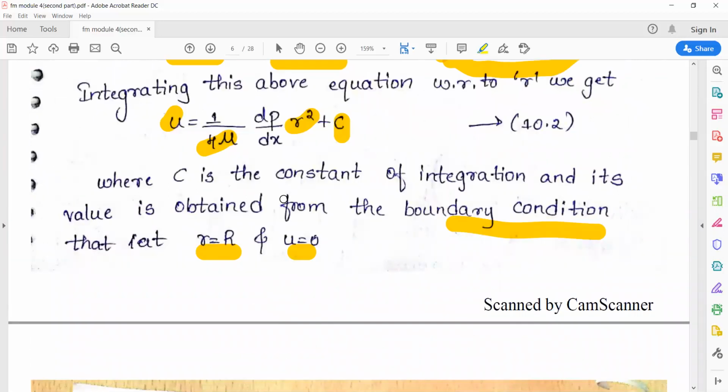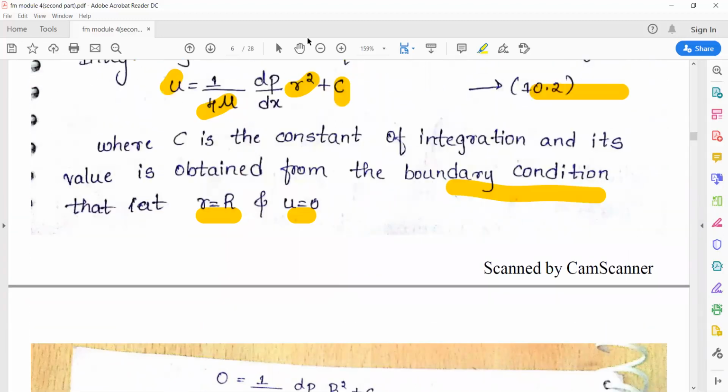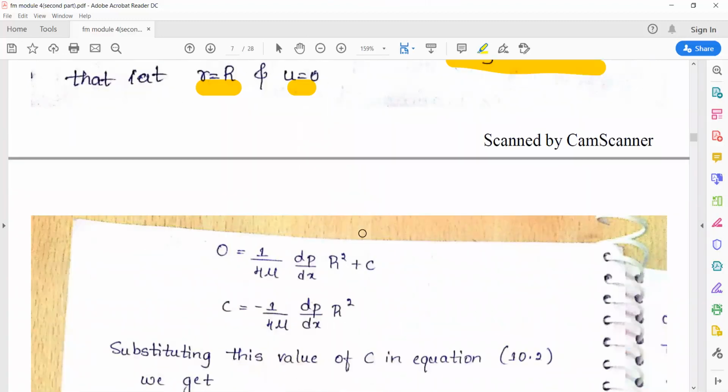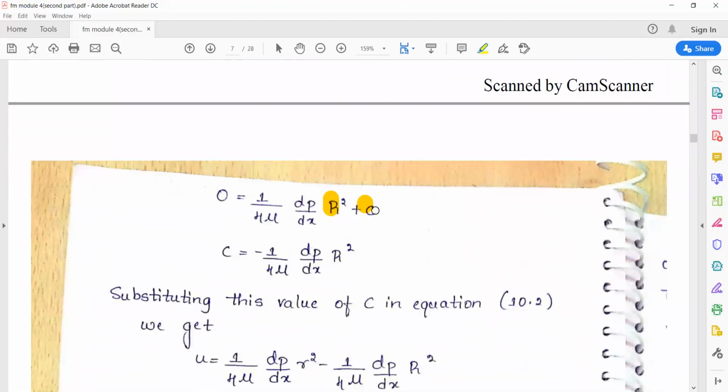That can be substituted in equation 10.2 now. So velocity u is equal to 0 when 0 is equal to 1 by 4 mu into dp by dx into small r becomes capital R. Here small r square is there, so it has become capital R square. Plus constant is there. Now constant c is equal to the other terms; if you move them to the other side, it becomes a negative term. C is equal to minus 1 by 4 mu into dp by dx into R square.